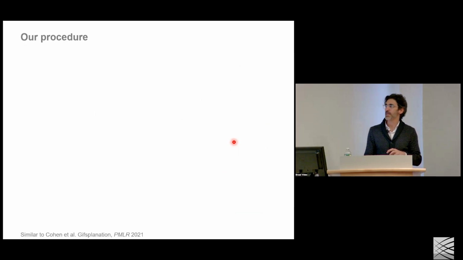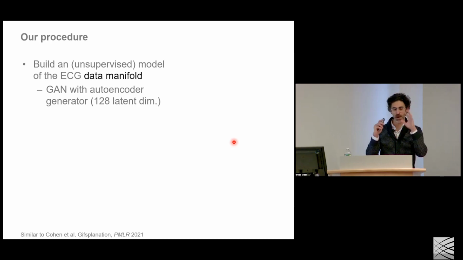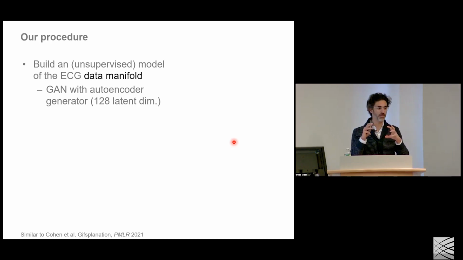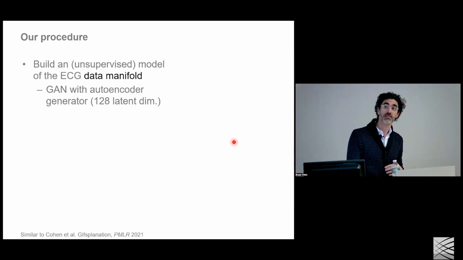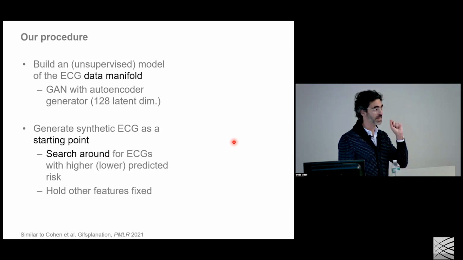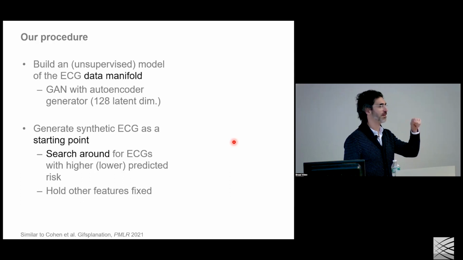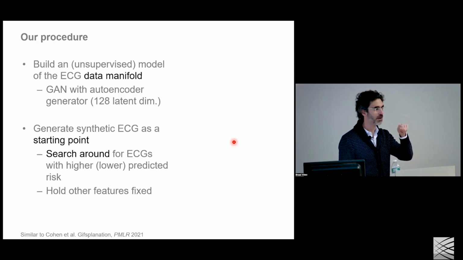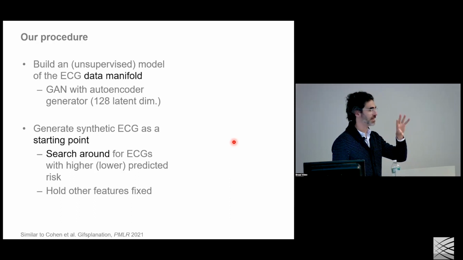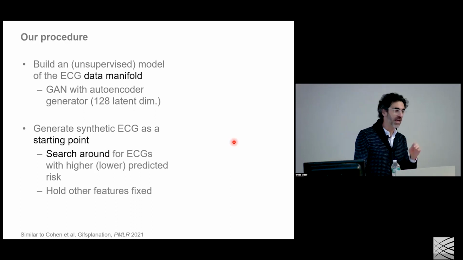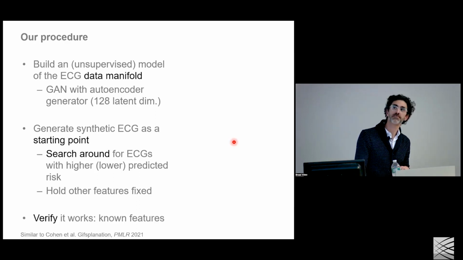So we model that ECG data manifold directly. We train again, with an autoencoder, a generator and a discriminator. Then we generate a synthetic ECG on that manifold. And then we start looking around and pair that to the predictive model that we already have for sudden cardiac death, find higher risk and lower risk, and then orthogonalize against all the other features that we measure as we move along that risk gradient.